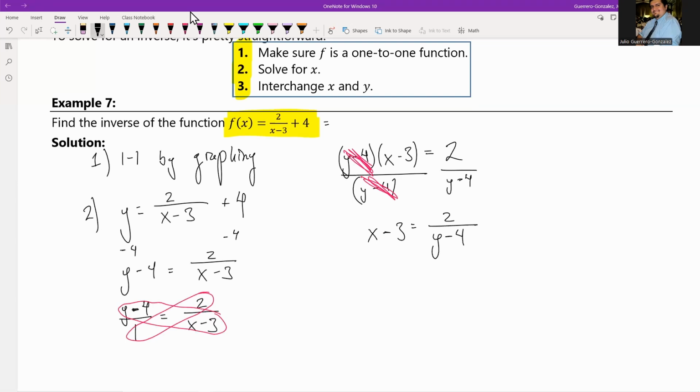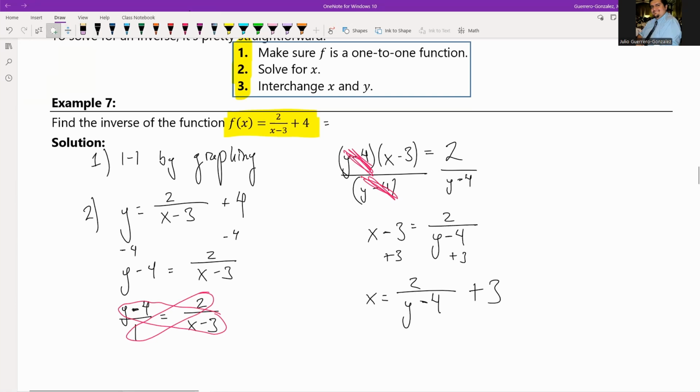Okay, and now if you guys see, there's a minus 3. I need this still by itself, still not by itself, right? So plus 3, right? Plus 3 over here. x is equal to 2 over y minus 4 plus 3. Okay?